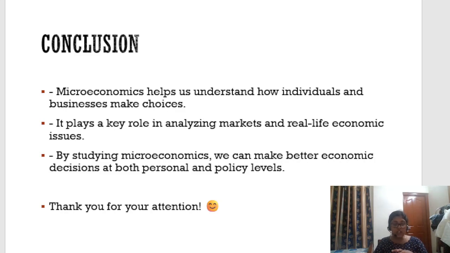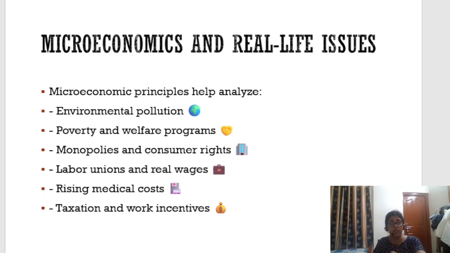Now we come to the conclusion part. Before that, when we look into environmental pollution, microeconomics helps in regulating it; we can regulate the industries to reduce waste. Poverty and welfare means designing government programs to help low income groups. Monopoly and consumer rights means government can ensure fair market competition. In labor unions and wages, government can balance fair wages and business cost. Rising medical costs, by studying healthcare affordability. Taxation and work incentives, by understanding the impact of taxes on workers and businesses.